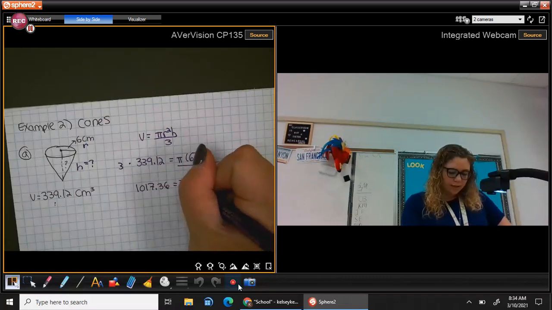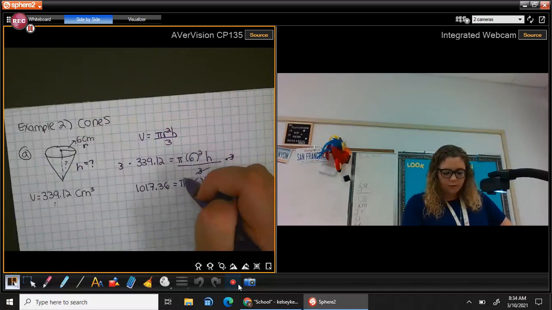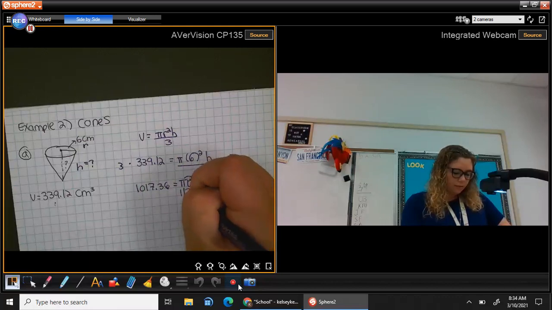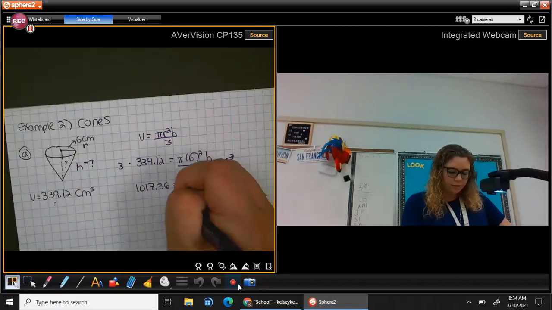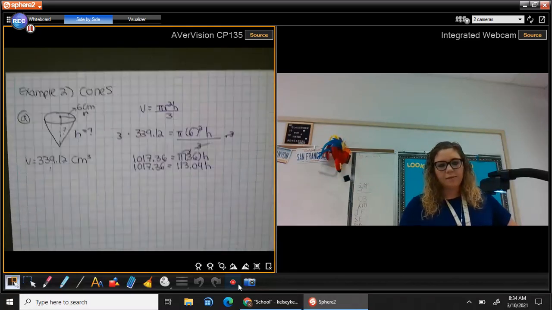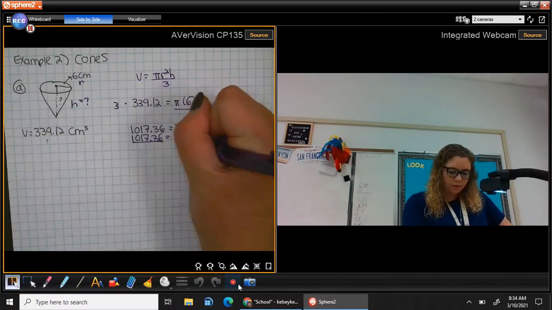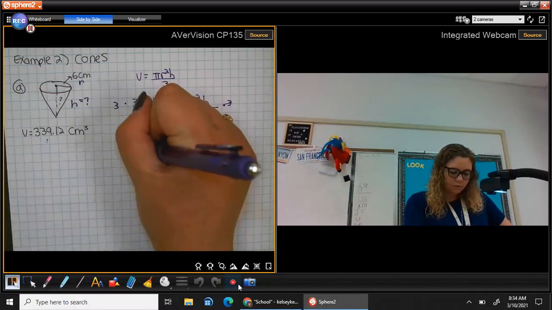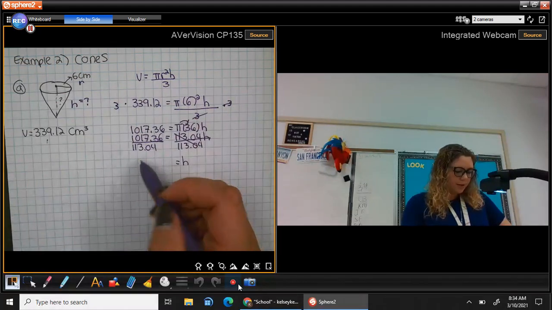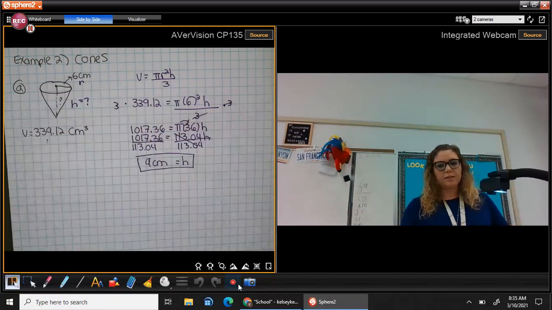equals pi. 6 times 6 is 36 times h. Okay? Pi times 36 is going to give me 113.04. I'm left with h. Okay, and what's going to be my last step? Divide by what? Divide by 113.04. And then when I divide this, I get 9 centimeters. And that is how high my cone is. Okay.